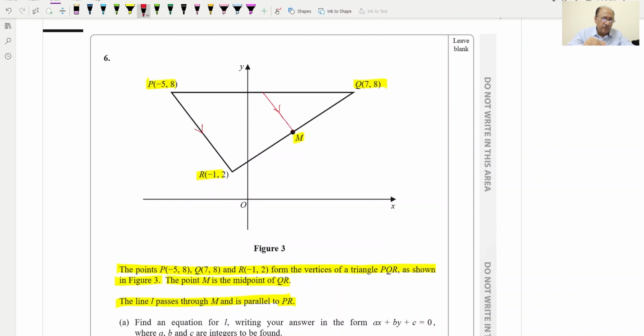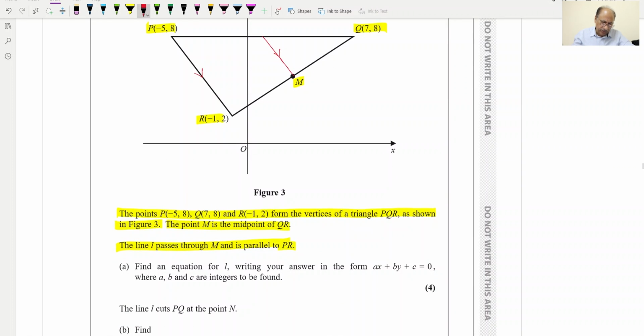Now we need to find what? Find an equation for L. So this line is L, and an equation for L is required. We can write your answer in the form of ax plus by plus c is equal to 0, where a, b, c are integers to be found, and this is a 4-mark question. So first of all, we will find the gradient of line L, and then we will be going ahead. So first of all, the gradient of PR is the same as the gradient of L because they are parallel to each other.